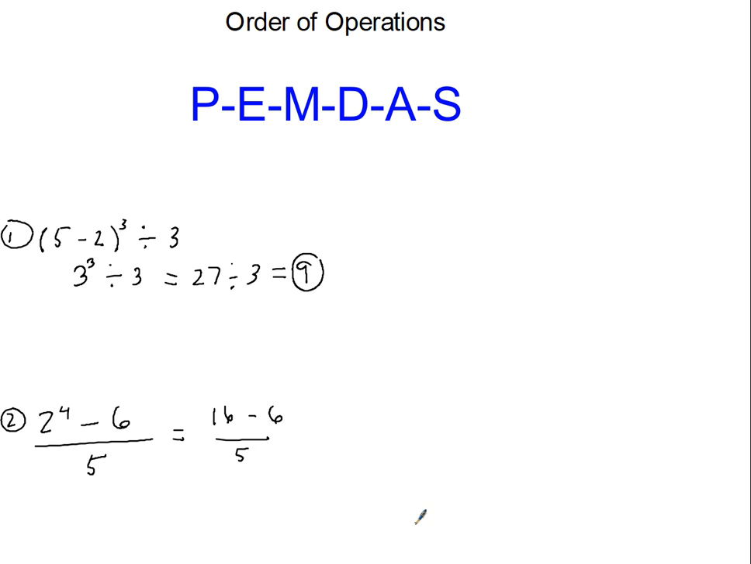We'll start by rewriting it. 16 minus 6 is, of course, 10. And then this ends up giving us 10 over 5. Now remember, anytime you have a fraction, it just means division. So 10 divided by 5 ends up becoming 2. And that is that. Okay, so this is how you work with order of operations.